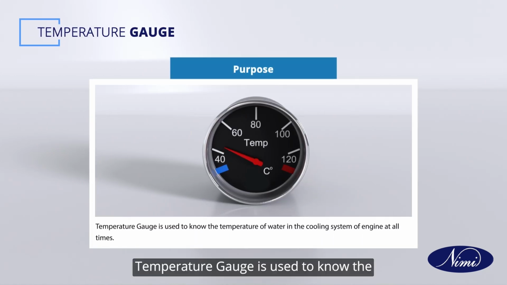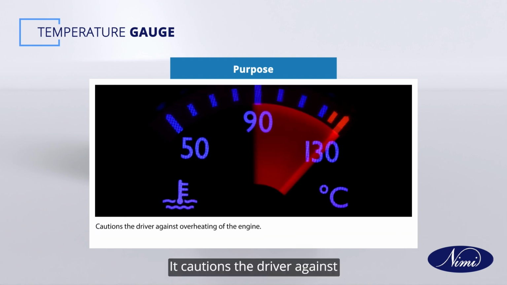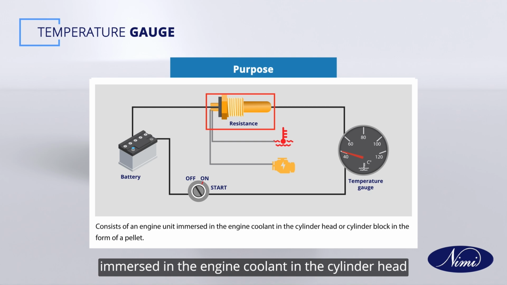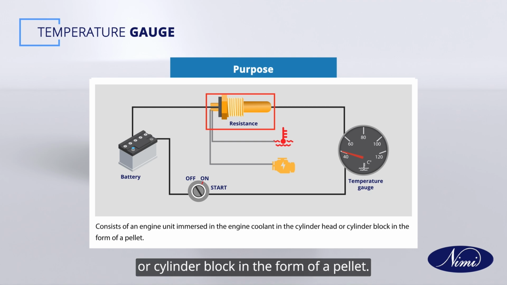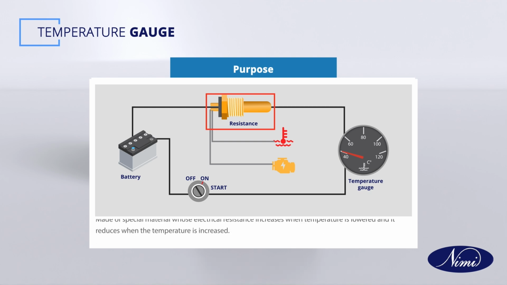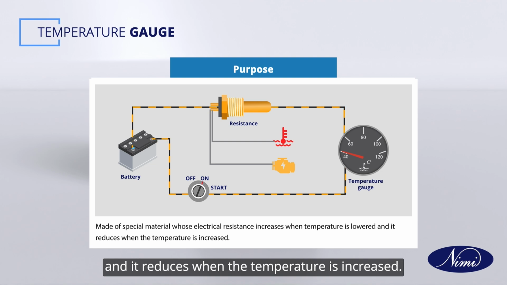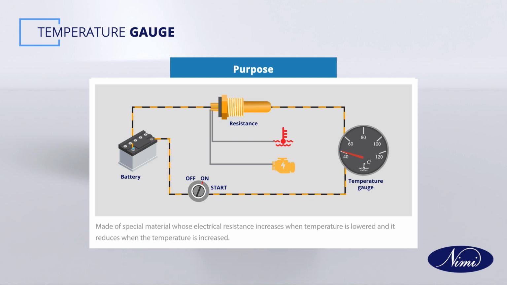Temperature gauge is used to know the temperature of water in the cooling system of engine at all times. It cautions the driver against overheating of the engine. It consists of an engine unit immersed in the engine coolant in the cylinder head or cylinder block in the form of a pellet. It is made of special material whose electrical resistance increases when temperature is lowered and it reduces when the temperature is increased.